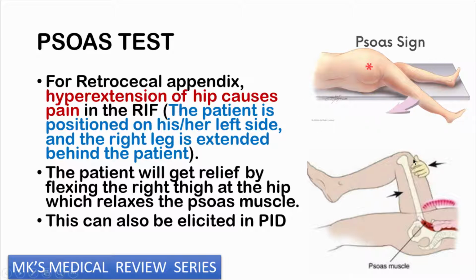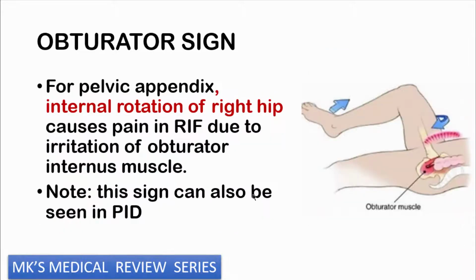Once you stretch this passively, the iliopsoas muscles are going to be irritated and lead to pain. The patient will get relief by flexing the right thigh at the hip, because this is going to relax the psoas muscle. This sign can also be elicited in patients with pelvic inflammatory disease.